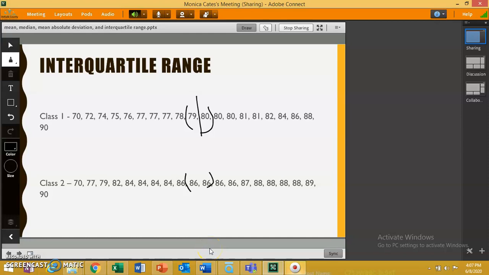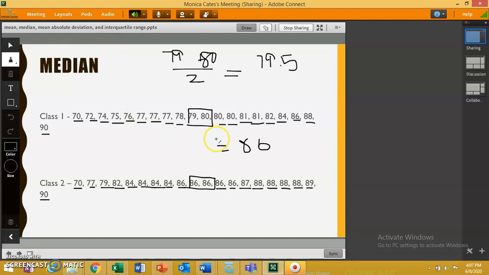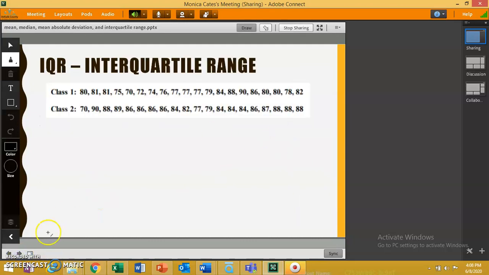I apologize. I ran out of space on the last recording, and I'm going to finish up with interquartile range and talk about what each of these values mean. If you don't recall, or if you're just watching the part on interquartile range, then we've already found the median value, and we found that median value for the first class to be 79.5 and for class 2 to be 86. And so I just used that.